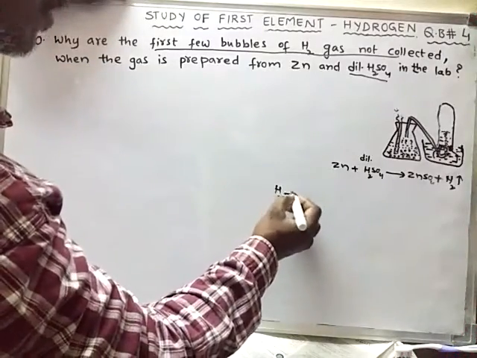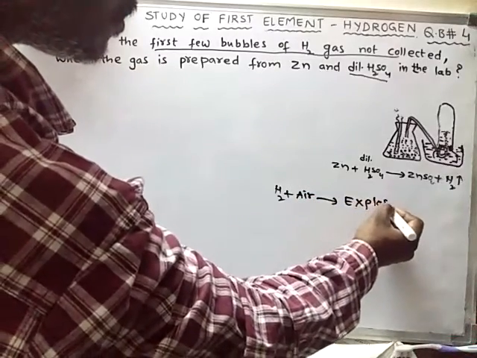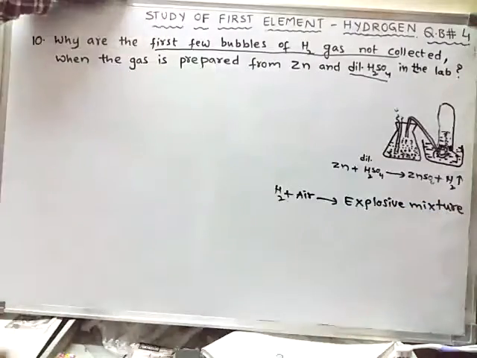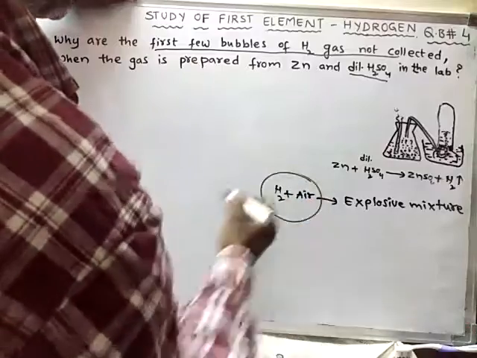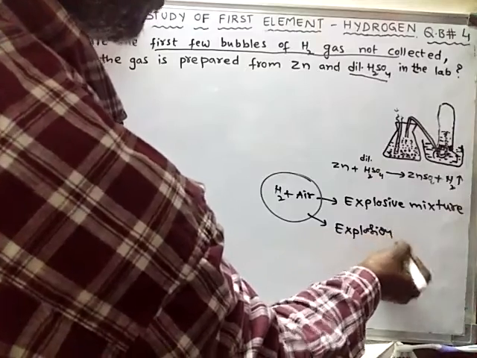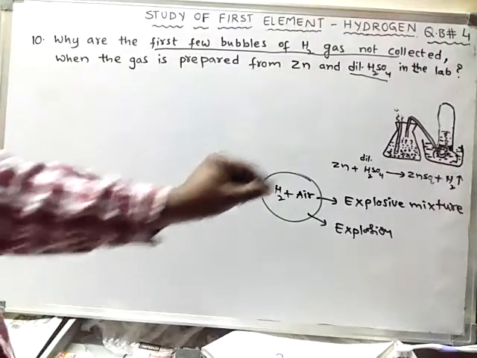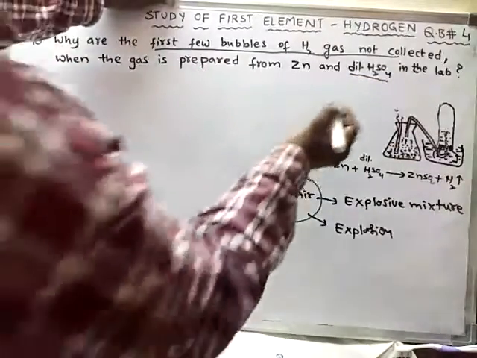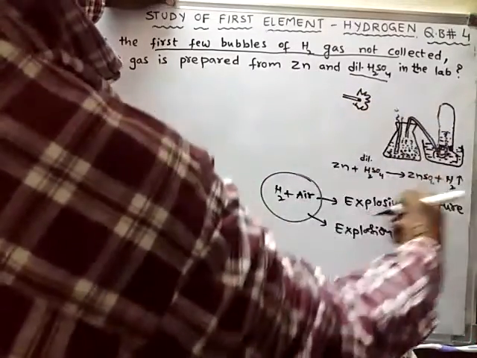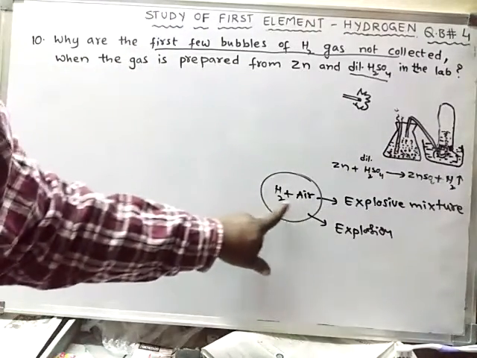Whenever hydrogen is mixed with air, it forms an explosive mixture. As it is an explosive mixture, it will undergo explosion when a flame is brought near to it. If you bring a flame near to this apparatus, what happens? Immediately this mixture will undergo explosion.